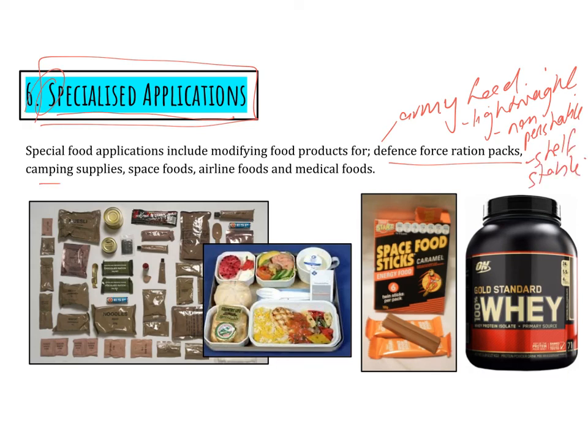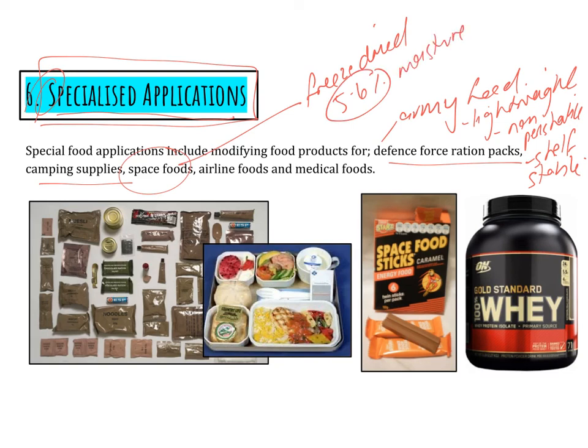Camping supplies. Space foods is another specialized application. So this mainly relates to freeze-dried foods that have a low moisture content, a low water content. Freeze-dried foods typically are between 5 and 6% moisture. Airline foods, so this links to sous vide, which is one of the current developments we studied in food manufacture. And finally, medical foods. So these are linked to functional or fortified foods like protein supplements, etc.